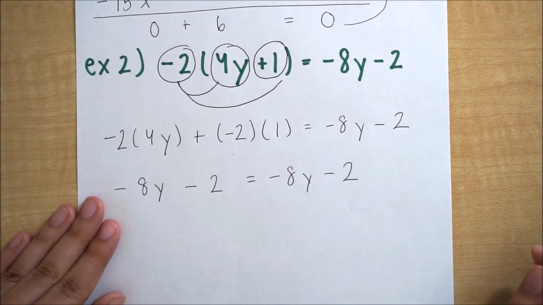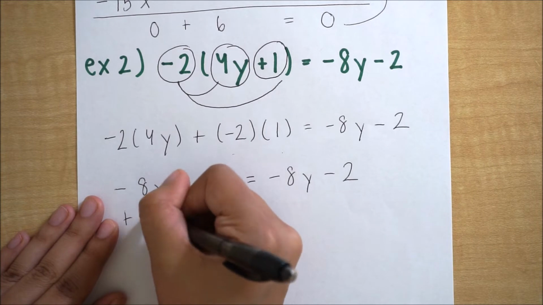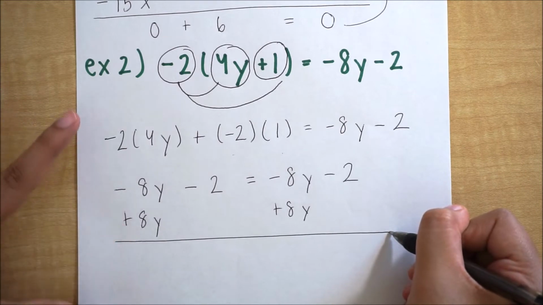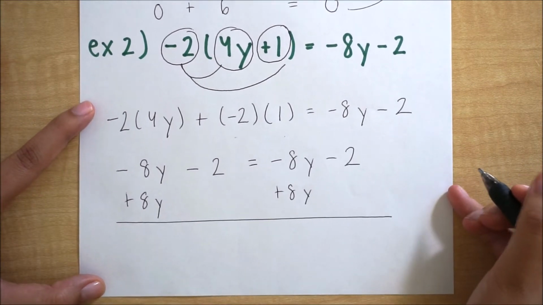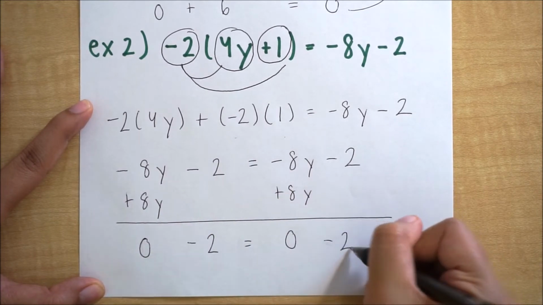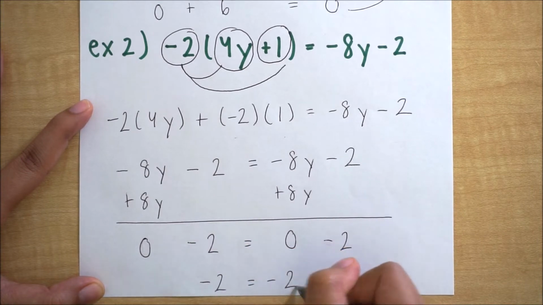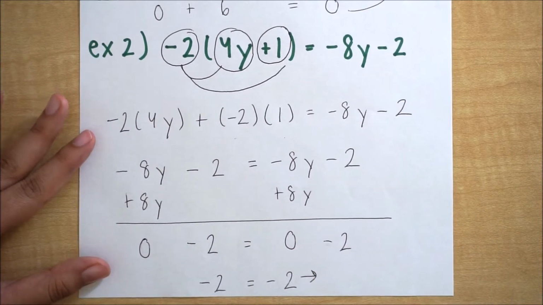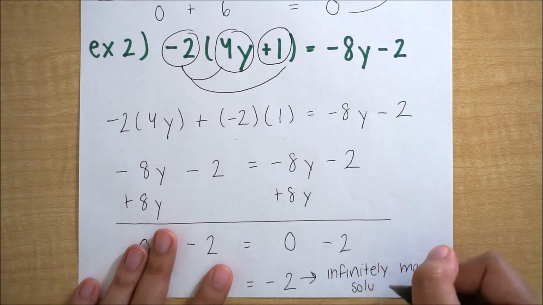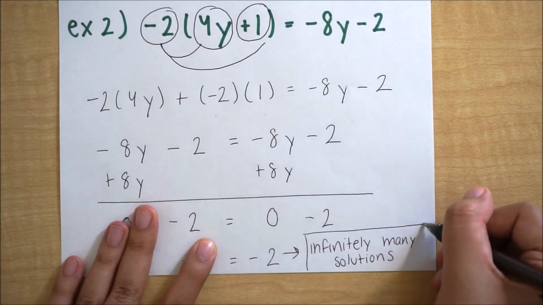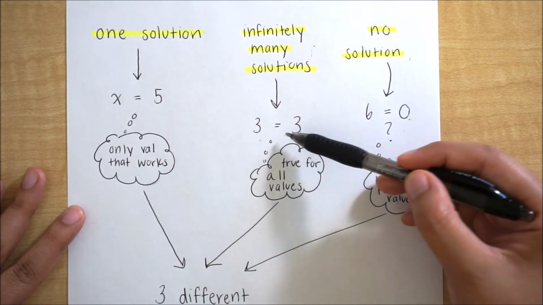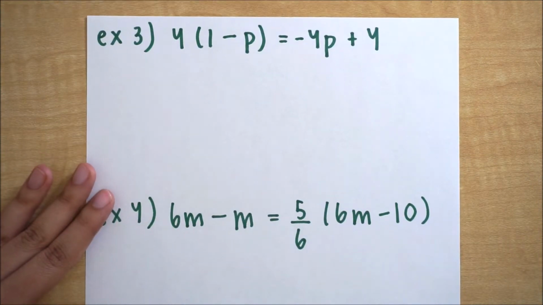Once we get here, we realize that both sides are the same. So can't we just go to infinitely many solutions right now? Well, we can, but let's go ahead and keep solving the equation down, simplifying. So I'm going to add the like terms. So I'm going to add 8y to both sides. I end up getting 0 minus 2 is equal to 0 minus 2. So again, -2 is equal to -2. And this looks similar to what we saw on the first page. So if both sides are equal to each other, we end up with infinitely many solutions, which means that any value for y can fit in this equation. So here, with infinitely many solutions, you would get something like 3 is equal to 3. That means all values are true.